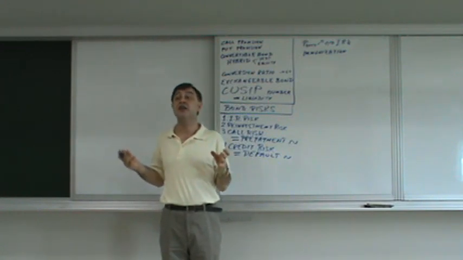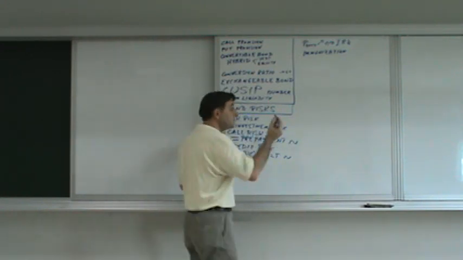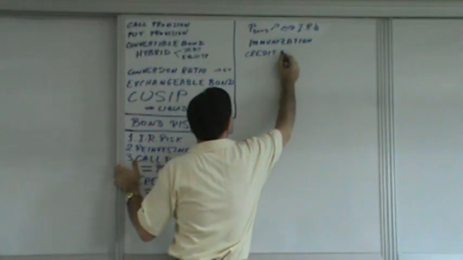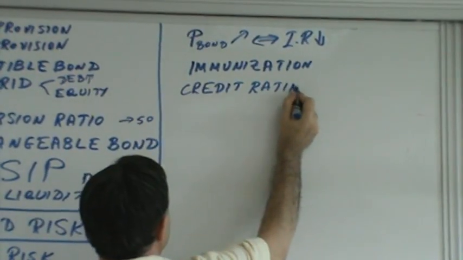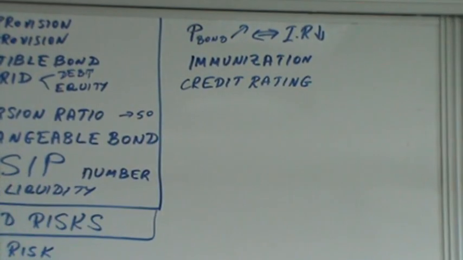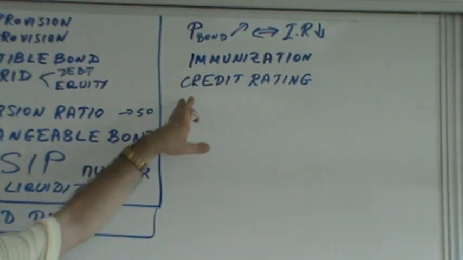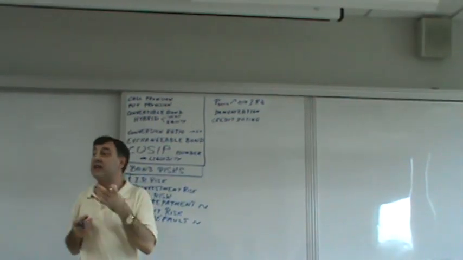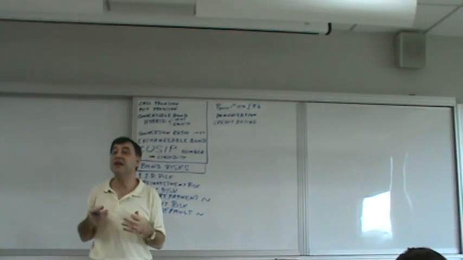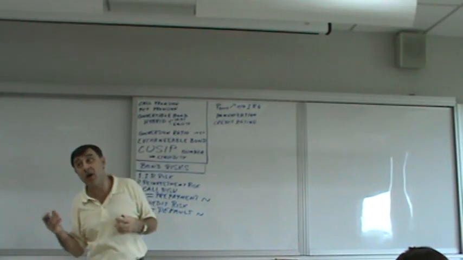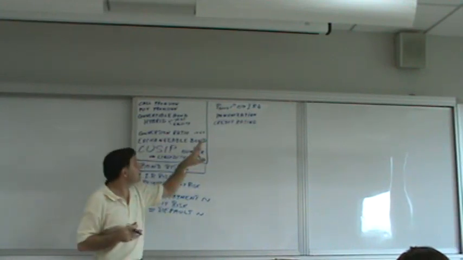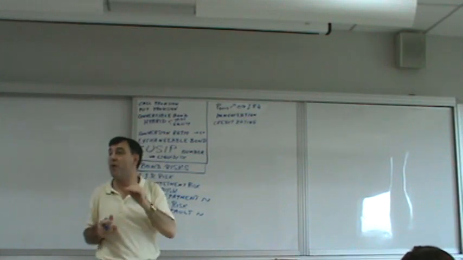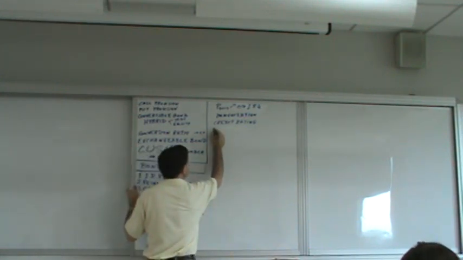So credit risk, or default risk, first of all, is evaluated by what is known as a credit rating. And I did it last time, I think. Credit rating is an evaluation of the likelihood or probability of default. A better way of saying it is an evaluation of the creditworthiness of a borrower.